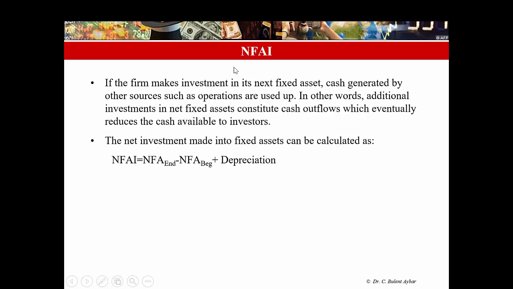Now let's look at the net fixed asset investment. If the firm makes investment in its net fixed assets, the cash generated by other sources such as operations can be used up to make those investments. In other words, additional investments in net fixed assets constitute cash outflows, which eventually reduce the cash that is available to investors. We can calculate the net investment in fixed assets simply by taking the difference between the end of period net fixed assets and the beginning of period net fixed assets, and then adding the depreciation to it.